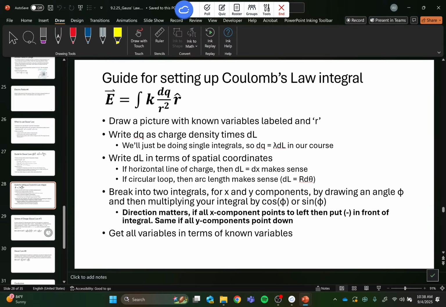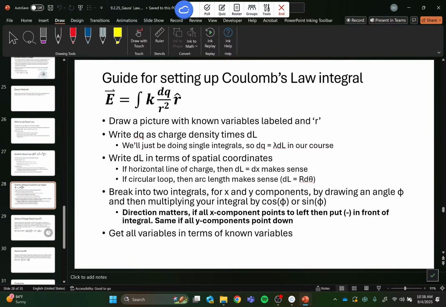And we did a problem previously with that, so you can look back on that. Great. Once you replace dq with this lambda dl and swap out dl for the appropriate Cartesian coordinates, dx, dy, dz, or in this case, I guess cylindrical coordinates, you're then going to break it into x and y.